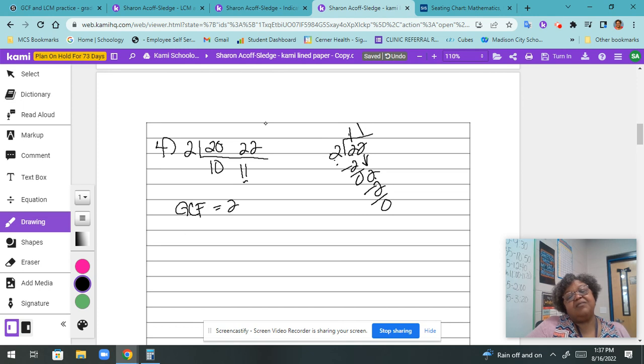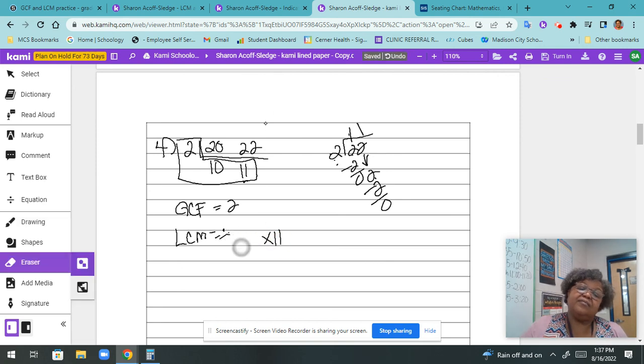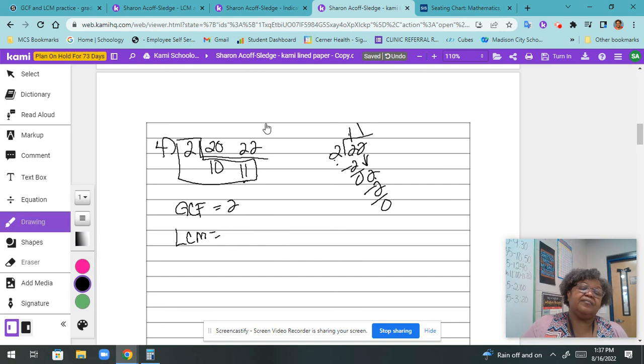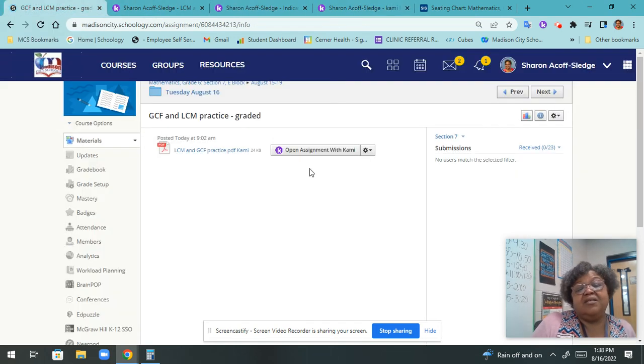So what is my GCF? 2. Now, what do I multiply to get my LCM? 2 times 10 times 11. Right. And I think that's 220. I don't know what happened to my 0 there. So 2 times 10 times 11, and that's equal to 220. I did the 11 times 2 first and then added a 0. Again, I'll try not to give you anything that big on a test.